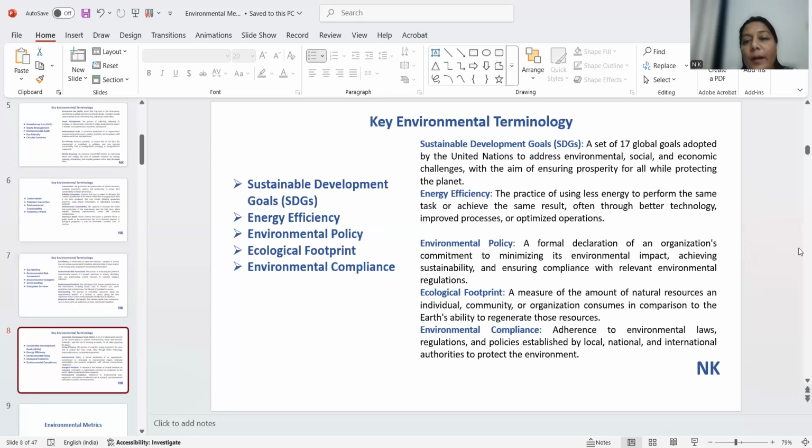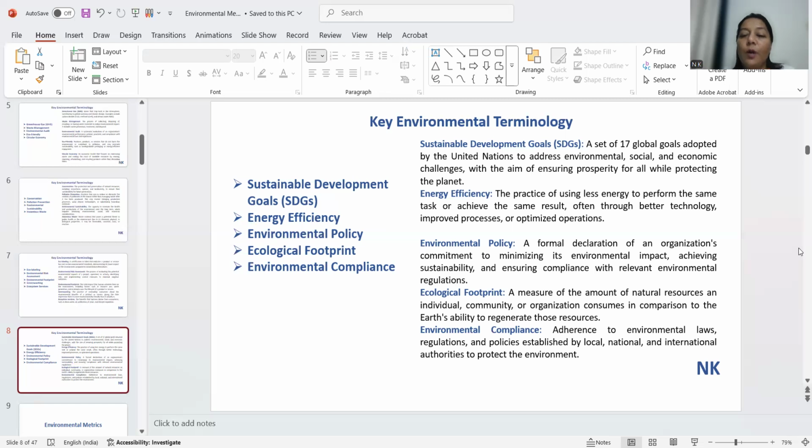Energy efficiency is the practice of using less energy to perform the same task or achieve the same results, often through better technologies, improved processes, and or optimizing operations. Environmental policy is a formal declaration of an organization's commitment to minimizing its environmental impact, achieving sustainability, and ensuring compliance with relevant environmental regulations.